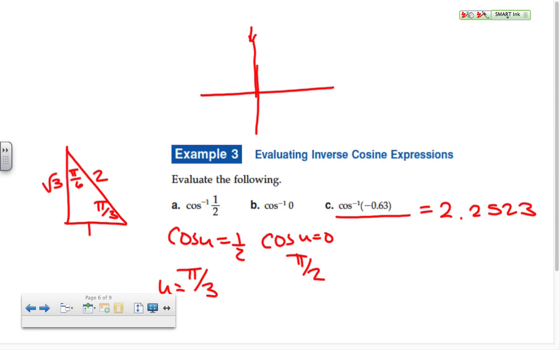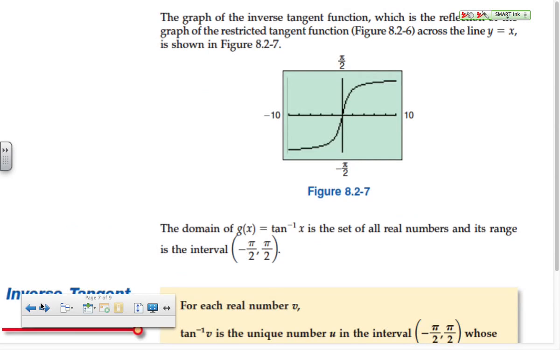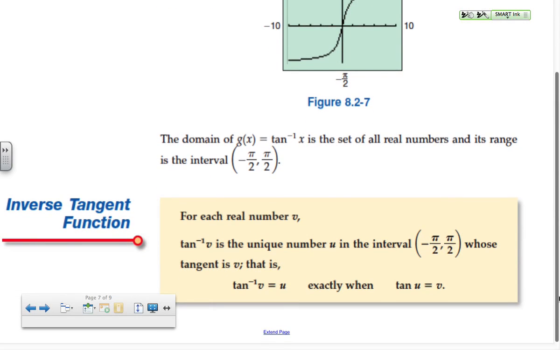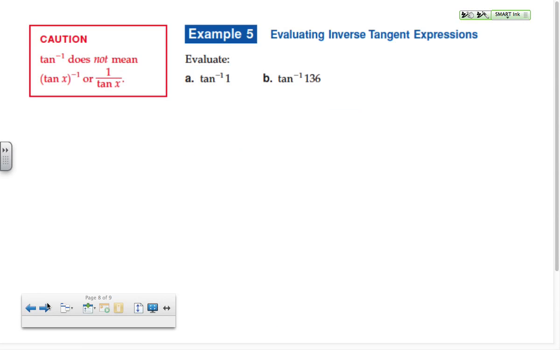Next example, tangent. Tangent is an interesting function. The domain of tangent is all real numbers. You don't have to worry about restricting your domain of tangent functions. But the range is from negative pi over 2 to pi over 2. So you can't have anything less than or greater than that. So this is the rule. Let's go ahead and do some examples. Again, remember that it's not an exponential inverse.